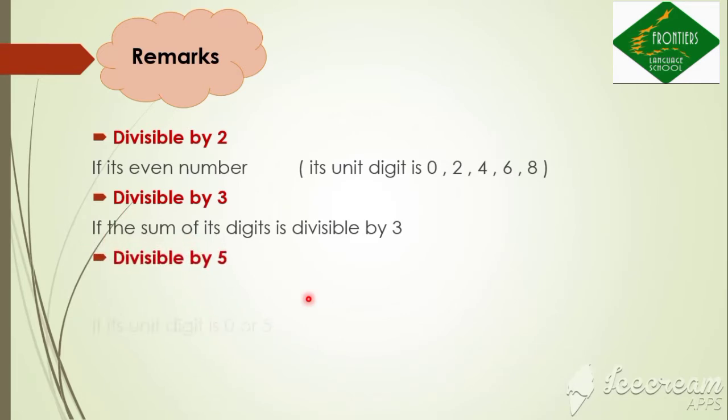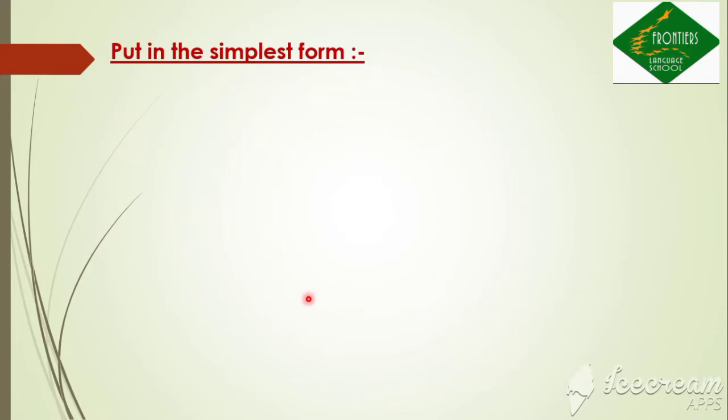Divisible by 5. If its unit is 0 or 5, like 15, like 150, like 215, and so on. Now we will make simplifying. Put in the simplest form.